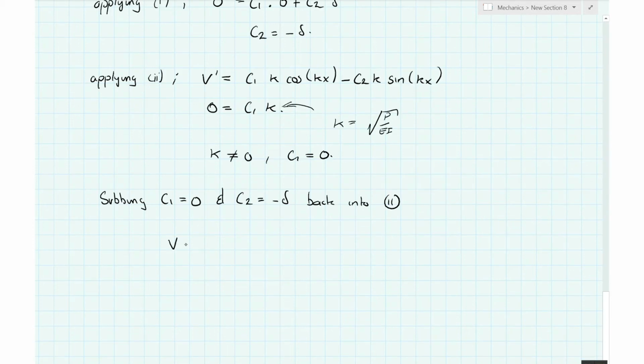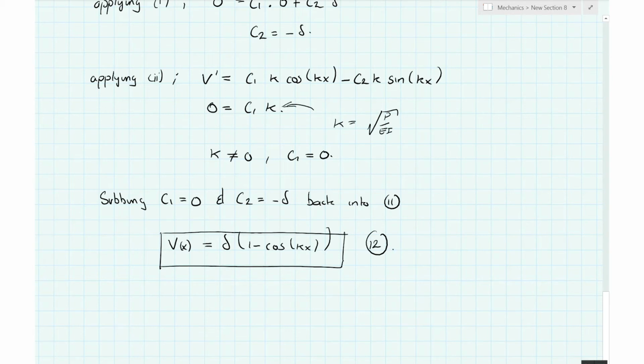So subbing back in, C1 equal to 0 and C2 equal to minus delta, back into equation 11, would give us V, a function of x, is equal to delta times 1 minus the cosine of kx. And we'll call that equation 12. So this basically gives us the shape of the deflection curve.